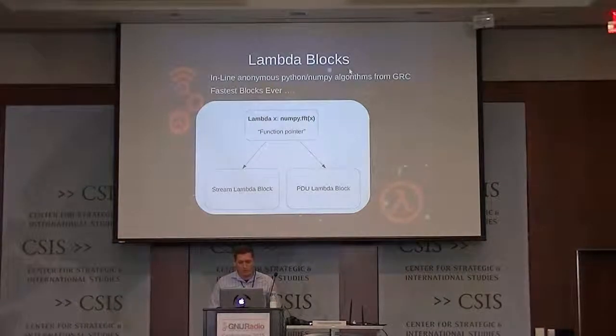The idea about lambda blocks is basically, in Python you have these lambda expressions. This is just an anonymous function pointer where you define a functional expression that returns some output based on some input. Here we have a simple lambda expression where the output of this function is simply the numpy FFT of x. So this is cool. We can write all kinds of quick little Python expressions, and then drop them into these stream lambda blocks and PDU lambda blocks, and these can be dropped into radio waveforms very easily, just from GRC, to do either a stream or a message operation.